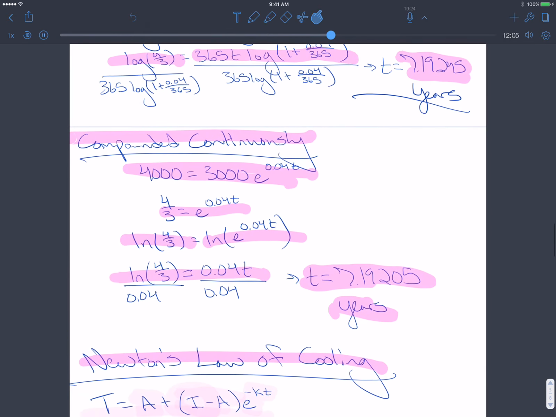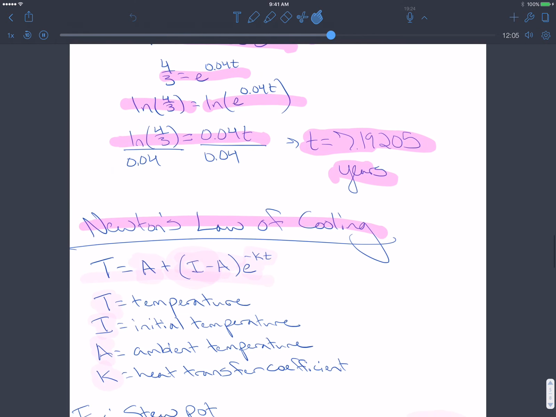This is important since it has to do with things you do on a daily basis, maybe like make a cup of coffee or a cup of tea, and then you leave it on the counter and it cools and then it feels cold. You can model how that temperature changes through Newton's law of cooling.